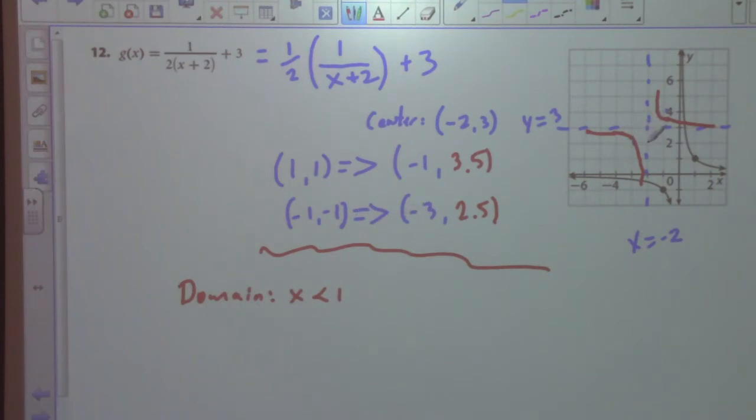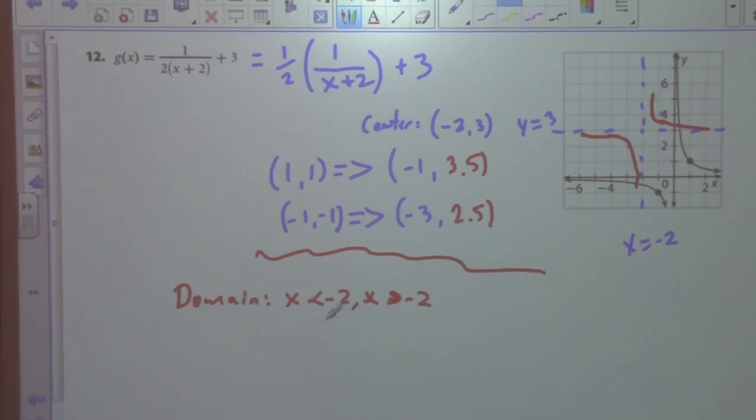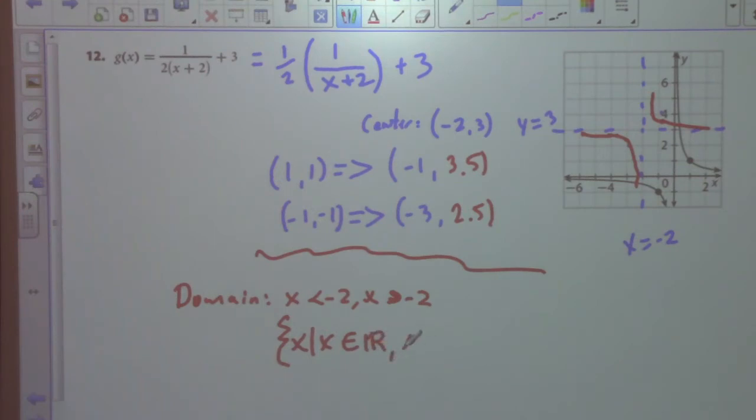-2. Oh, that's not necessary. -2? Yeah, -2, okay. X is greater than -2. It's supposed to be greater than right here, greater than -2. That's supposed to be greater than. Hope you can read my mind. Then you have X such that X is what? Element of all real numbers. But X cannot equal -2.